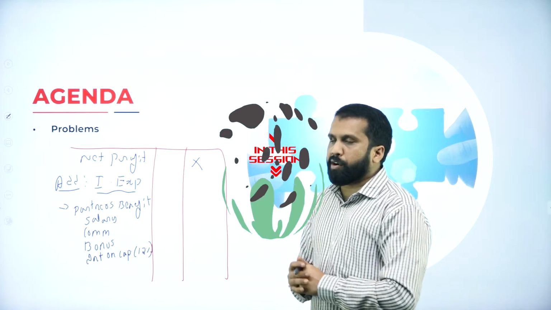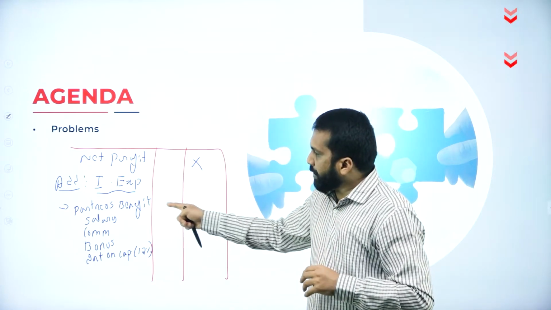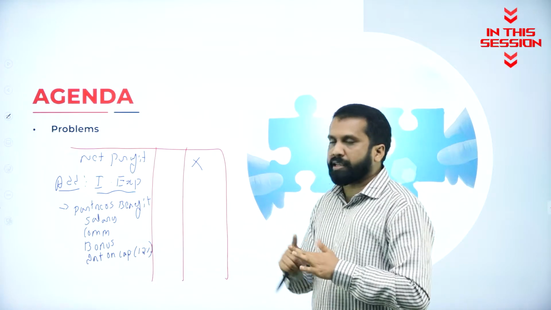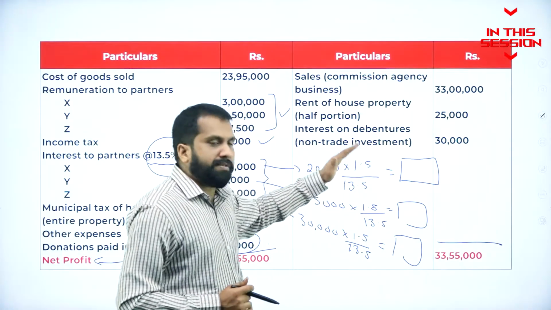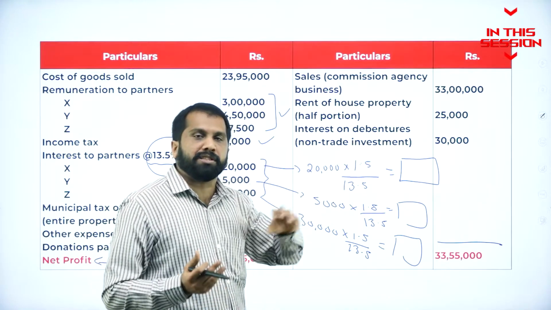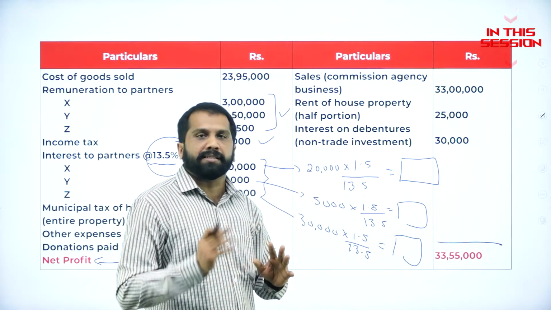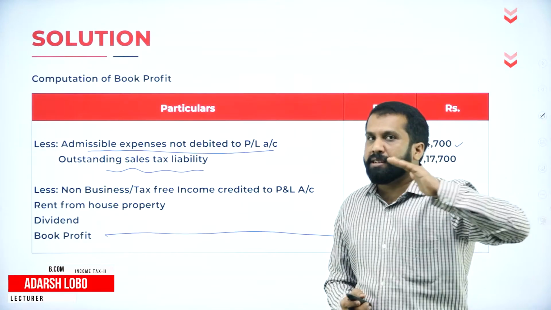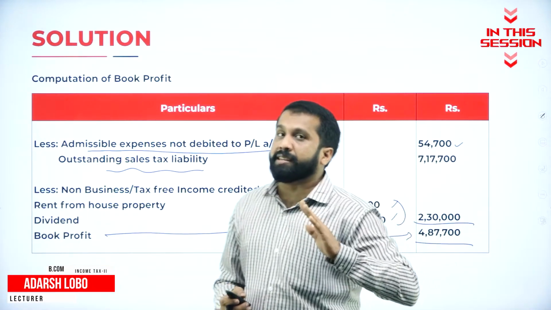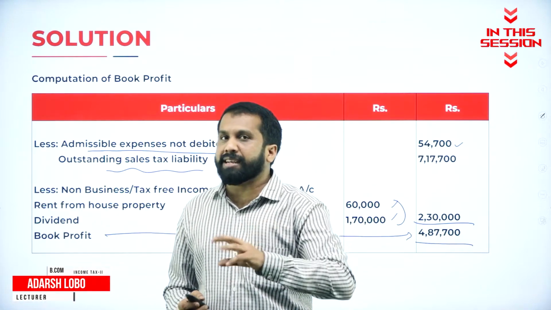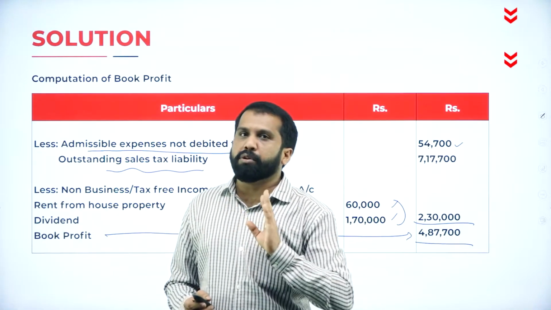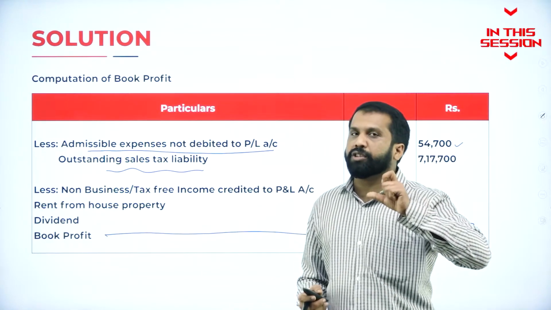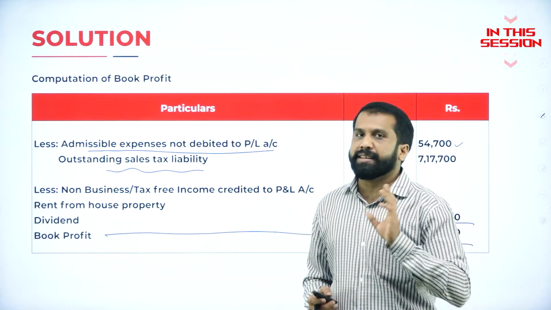Inadmissible expenses are what? Like partners' benefit, like salary, commission, bonus, interest on capital. If anything is there which is not related to your business, you're supposed to minus. Only take your net profit, add all inadmissible expenses, minus all admissible income and other head income, you will get your book profit. After getting book profit, minus remuneration, you will get your business income.